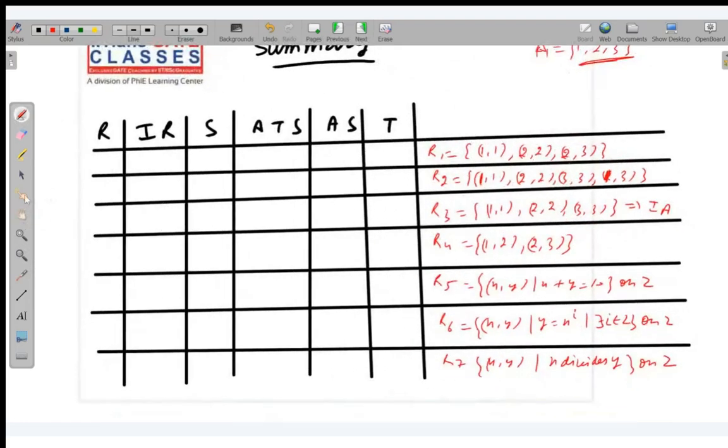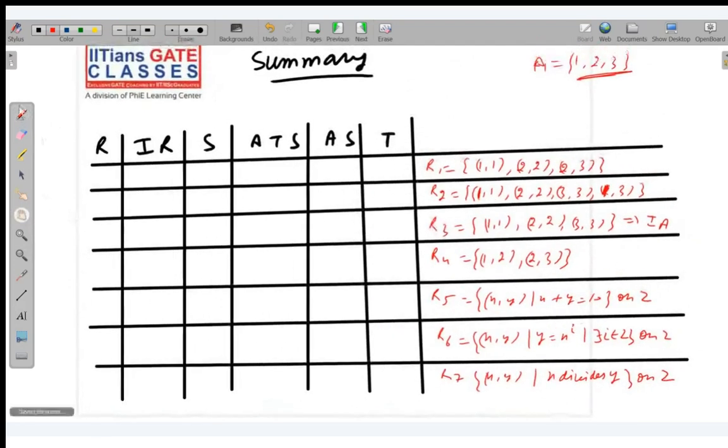So first, very, very easy. 1, 2, 3, that is our parent set. So (1,1), (2,2), (3,3) is missing, so it is not reflexive. Self loops are there, so it is not irreflexive. What about symmetric?